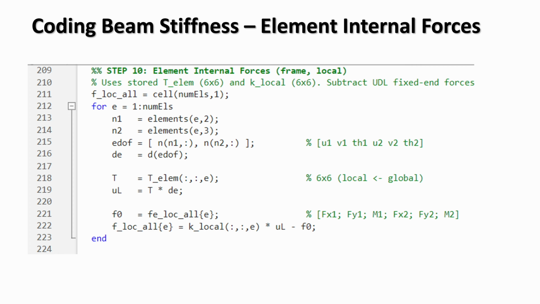Next, we retrieve the fixed end forces from any distributed loads applied to the element. The internal forces are then computed as the local stiffness matrix multiplied by the local displacement vector minus the fixed end forces. This gives a 6-component force vector for each element, representing the forces and moments at both ends. These results can then be used to construct the shear force and bending moment diagrams, or for design checks.